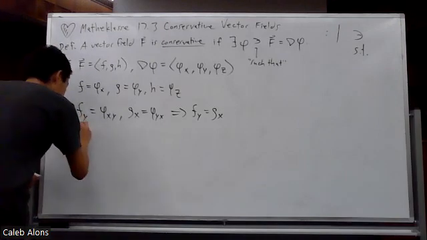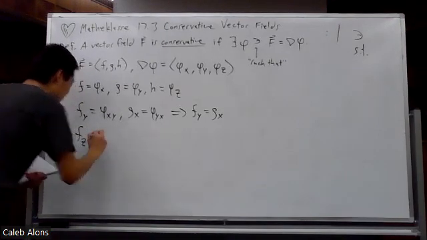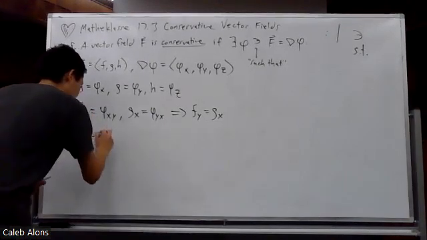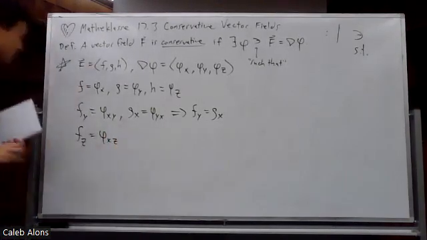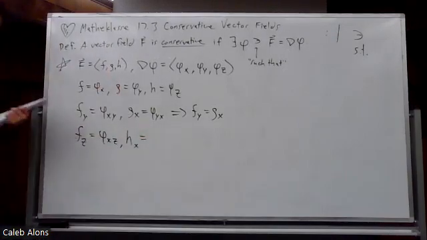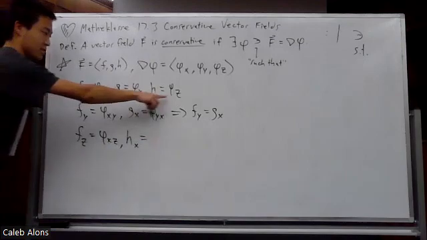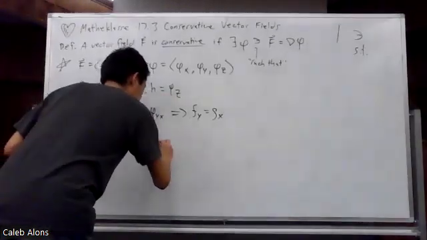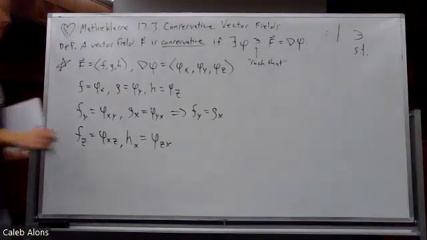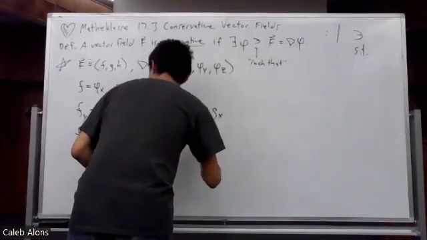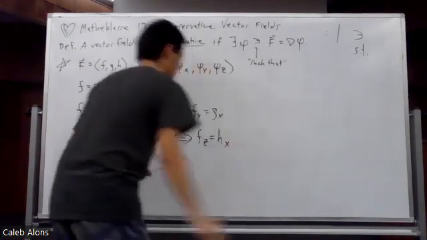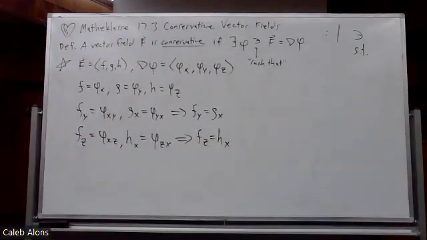So what about if I do fz? What is fz going to be? Start with f, phi x, phi x z. And then what is hx going to be? Phi z x. And then guess what? The mixed partials are the same, and so we can conclude that fz is equal to hx.